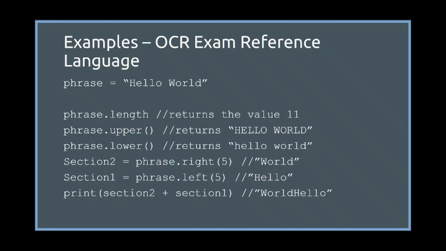Finally, you can see I'm using concatenation, and I'm printing out section2 plus section1, and that's given me world hello. I have made a slight error in this line though, because you can see here that I've not capitalized section2 or section1, but it's capitalized here. So make sure you keep an eye out for that in your actual code.